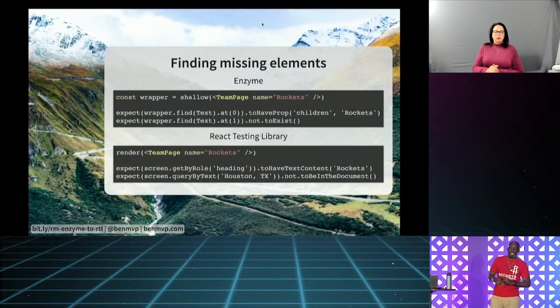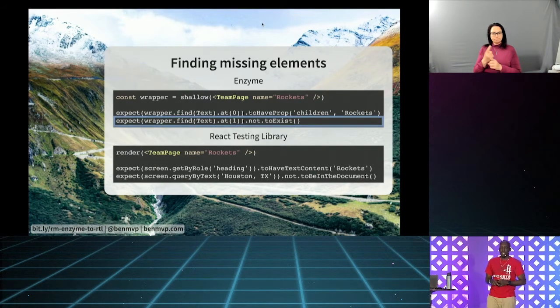Okay, so let's look at a different example. What if we want to check that something doesn't exist instead, right? So with Enzyme, the wrapper that we get is kind of like jQuery, and we can use .find to expect if one element is there, no elements are there, multiple elements are there. By contrast, though, React Testing Library has a different query for each flavor of what we expect.